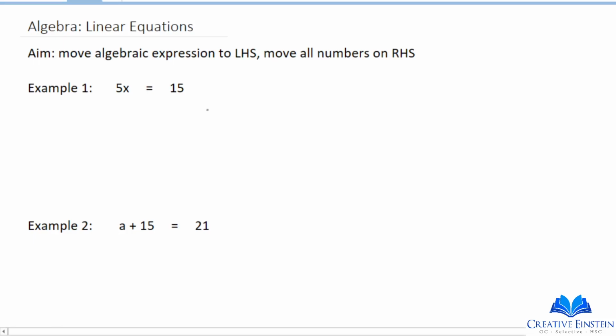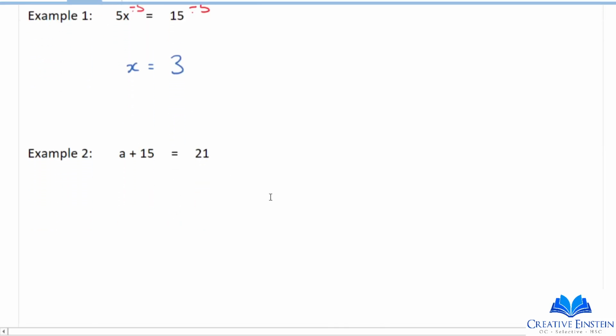Ideally, at the very end we're going to have x on one side and the actual answer on the other side. Looking at 5x equals 15, this should be a very easy example. To reverse the 5x and be left with only the x, we need to divide by 5. If we divide one side by 5, we need to divide the other side by 5 as well, and we are left with x equals 15 divided by 5, which is 3. Done!